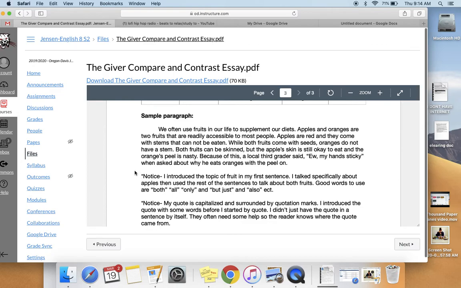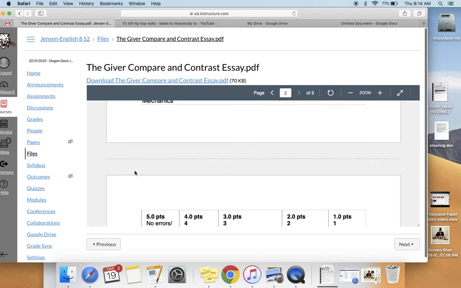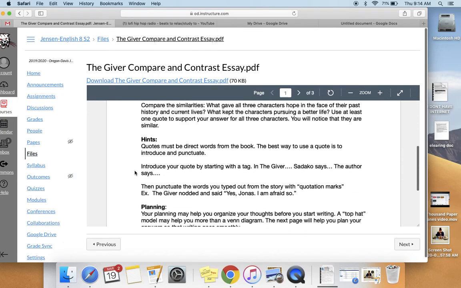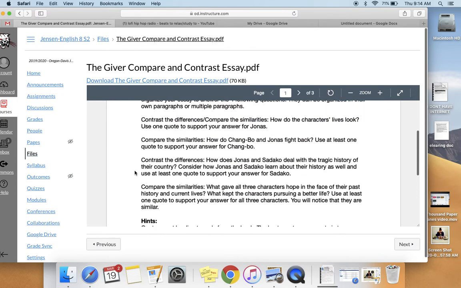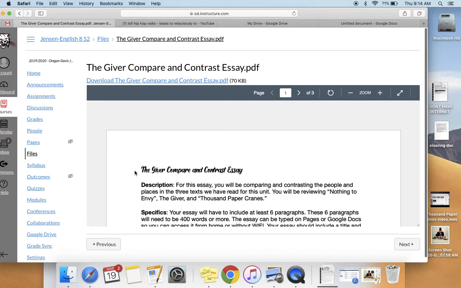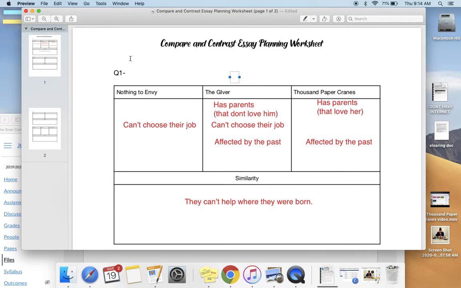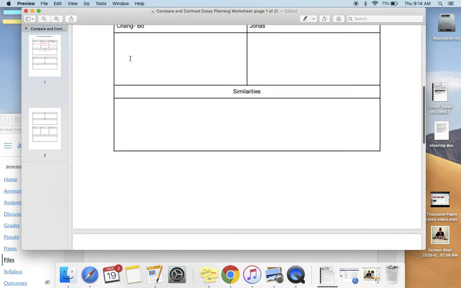Little hints down here. The biggest issue I want to make sure I take care of before you write is that you're actually comparing and contrasting. You're not just talking about the book, you're actually putting the two characters or their two lives or three lives together. Does this make sense? If you have any questions, again, the best way to reach me is at my school Gmail, and I can answer questions.